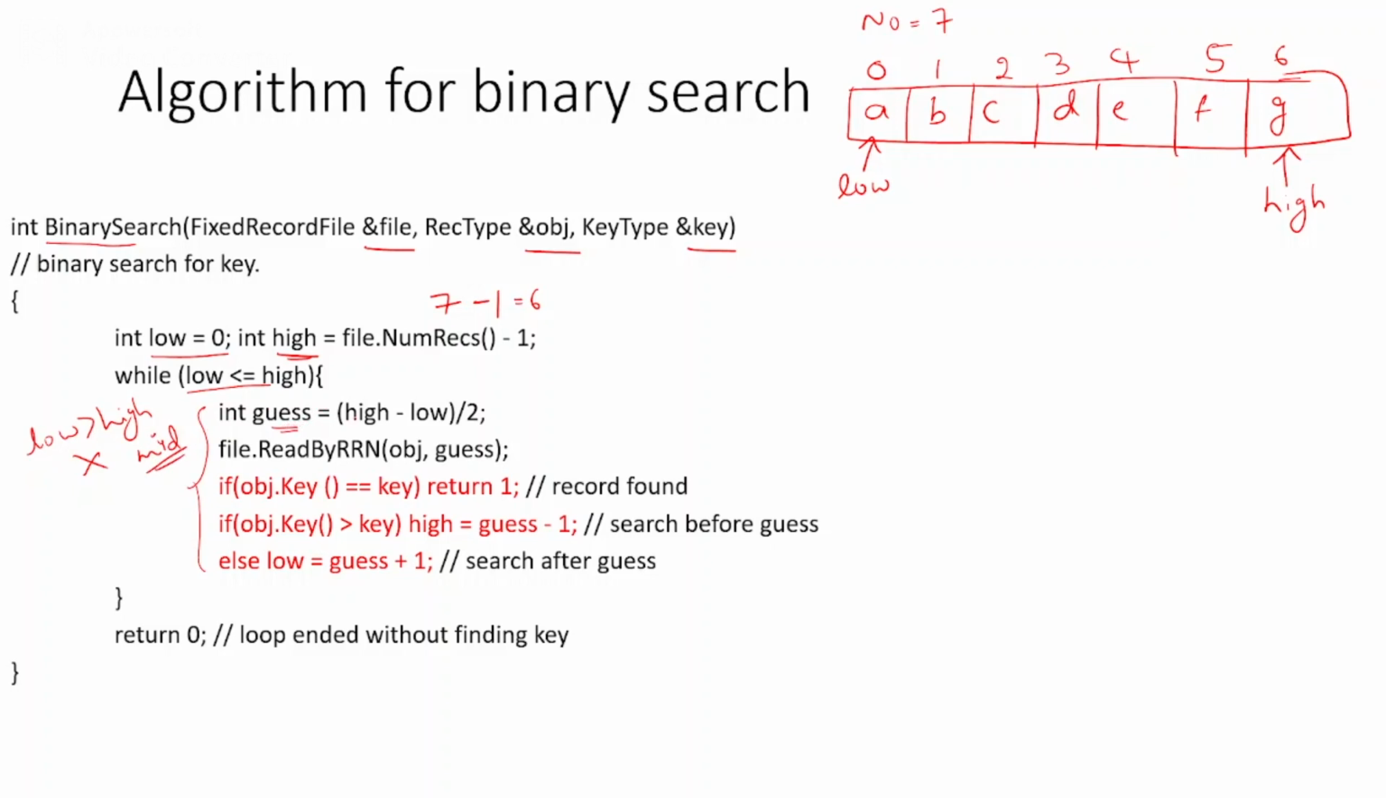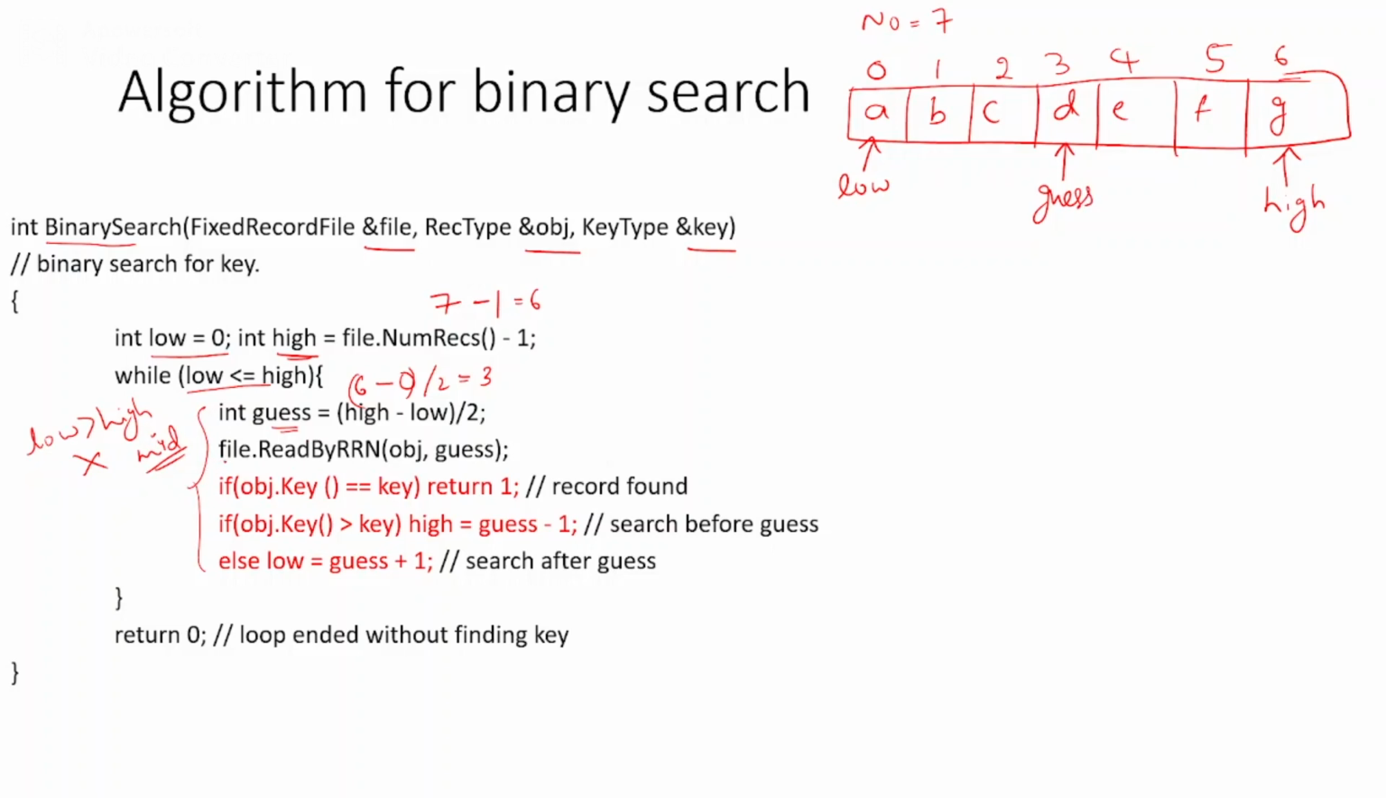How can we find out the mid value? High minus low divided by 2. So high is 6, low is 0, whole divided by 2 is 3. So 3 is your guess.